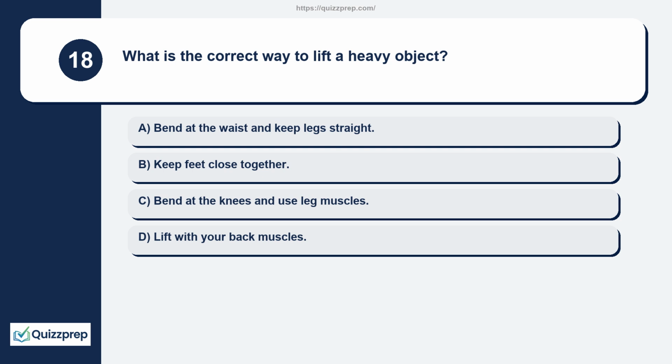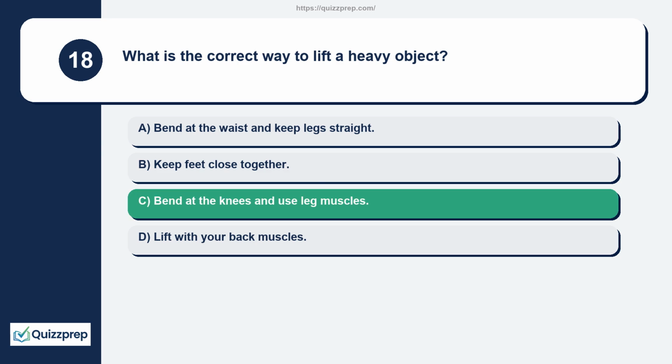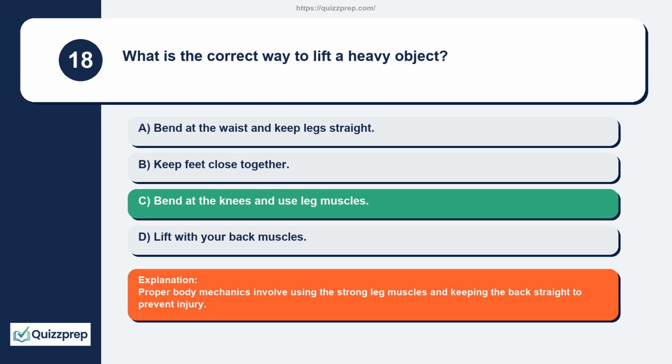Question 18. What is the correct way to lift a heavy object? Bend at the waist and keep legs straight. Keep feet close together. Bend at the knees and use leg muscles. Lift with your back muscles. Proper body mechanics involve using the strong leg muscles and keeping the back straight to prevent injury.